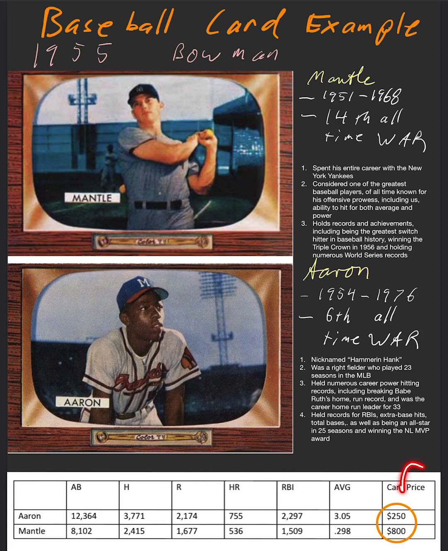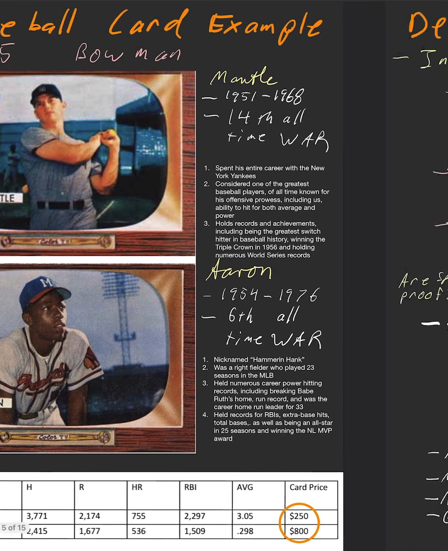And yet, when we look at the card prices of these two mint condition Bowman 1955 cards, we see that the Mantle card is substantially more expensive. So I'm going to work through the supply and demand model and introduce some concepts that'll help us understand and maybe explain this puzzling thing that we see here.